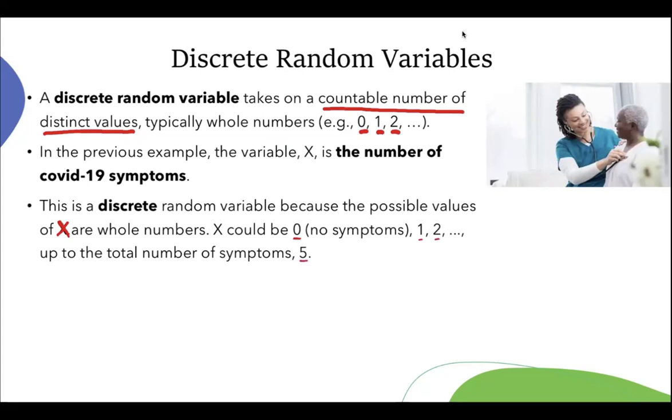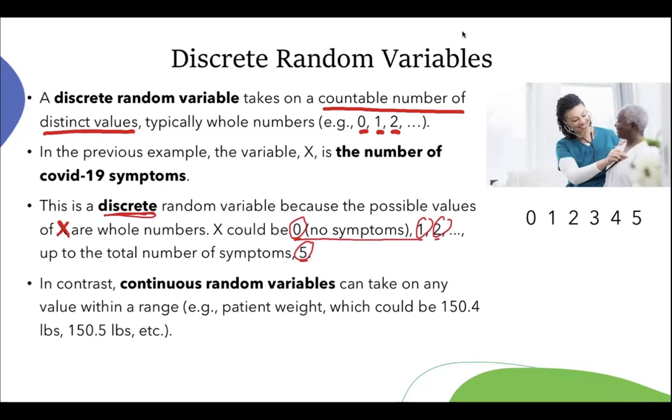The value of the discrete random variable cannot be any value between 0 and 1, for example. Either the patient has 0 symptoms, or 1 symptom, or 2 symptoms, or all the way up to 5 symptoms. There is no 1.5 symptoms. That's why it's called a discrete random variable: 0, 1, 2, 3, 4, or 5.